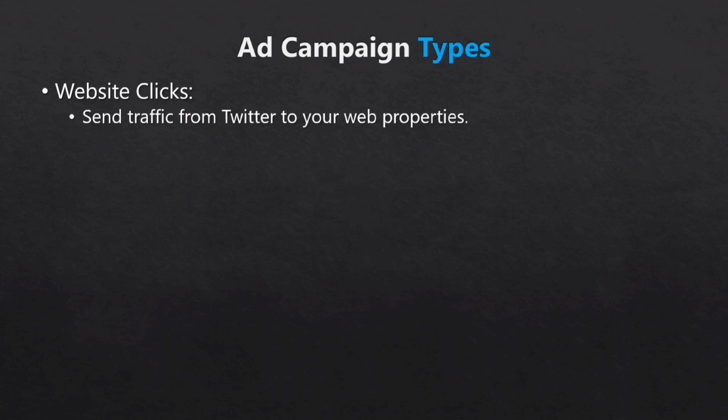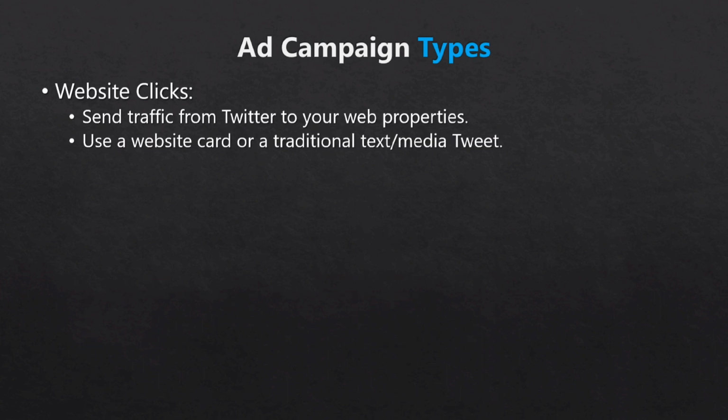First, one of the most common Twitter ad types is website clicks or website traffic. This is more or less exactly what it sounds like. Use this ad type to send traffic from Twitter to your website, a squeeze page, sales page, e-commerce store, or a piece of content like a blog post or article. For your ad creative, you can use either a website card or other media, or even just a textual tweet.